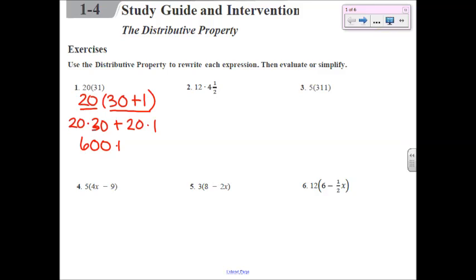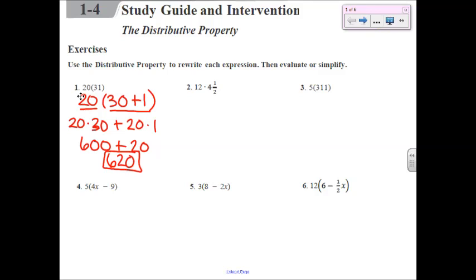And then 20 times 1, well, that's the multiplicative identity. Anything times 1 is itself. And then 600 plus 20 is 620. And again, we're showing all these steps now. It's important to show the steps now, but ideally, you'll get good enough that you could do these in your head.